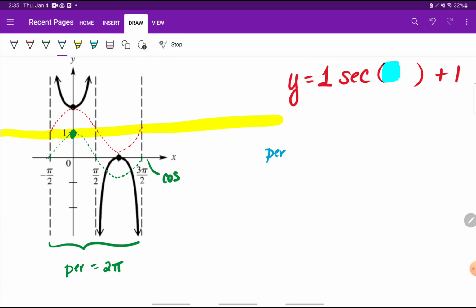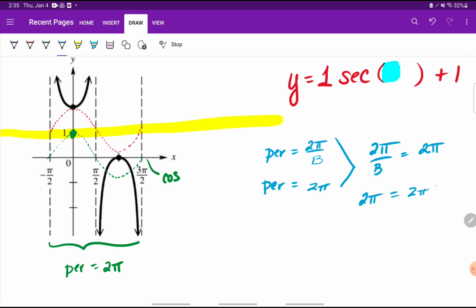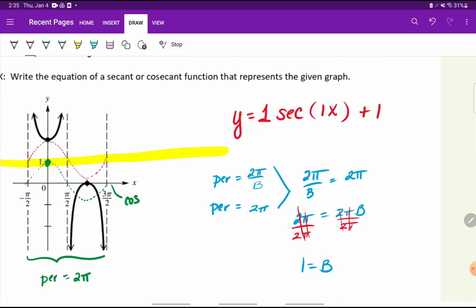Since this is based off of a cosine function, our formula for the period is 2 pi over b. And we know that our period is 2 pi. So putting these equal to each other, we can solve for b. I'll cross multiply and divide. And we get b to be 1. So the equation for this graph is going to be y equals 1 times secant of 1x plus 1.